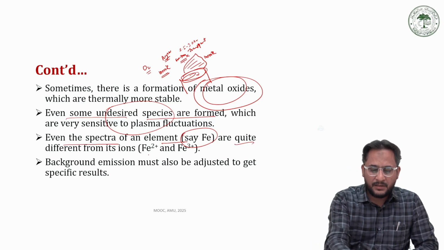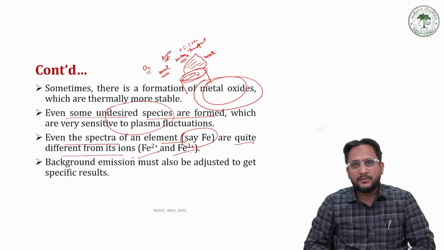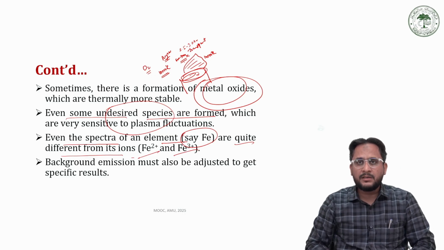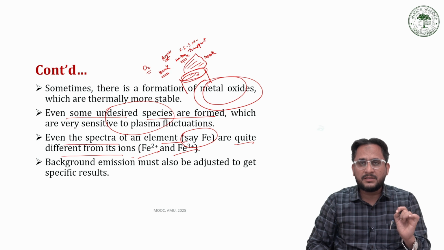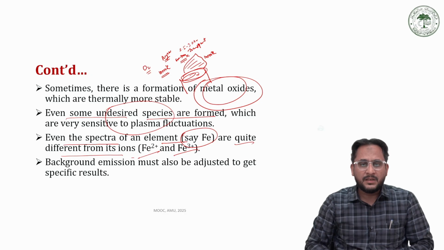But if we compare the spectrum of Fe with ferrous and ferric ions, they are quite different. Although they all belong to iron, their oxidation states matter, and a change in the oxidation state gives a different spectral appearance.